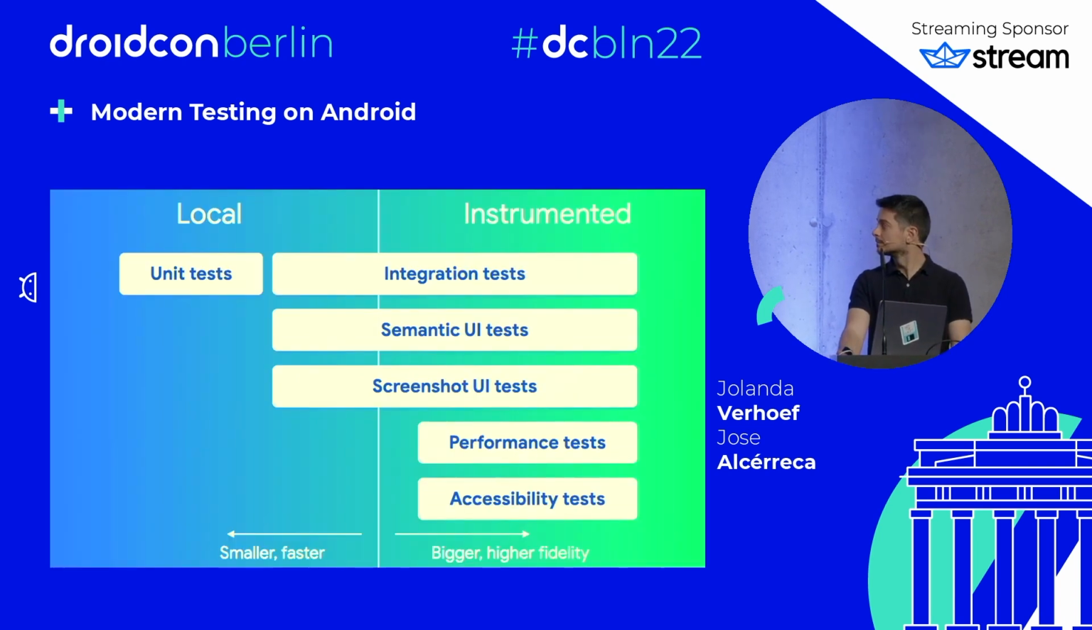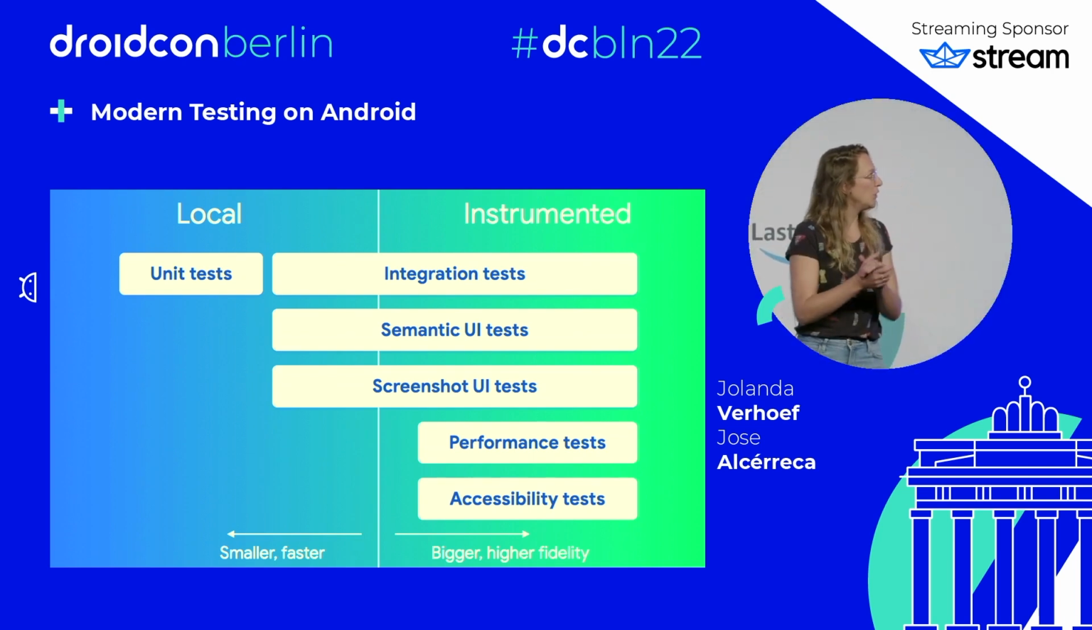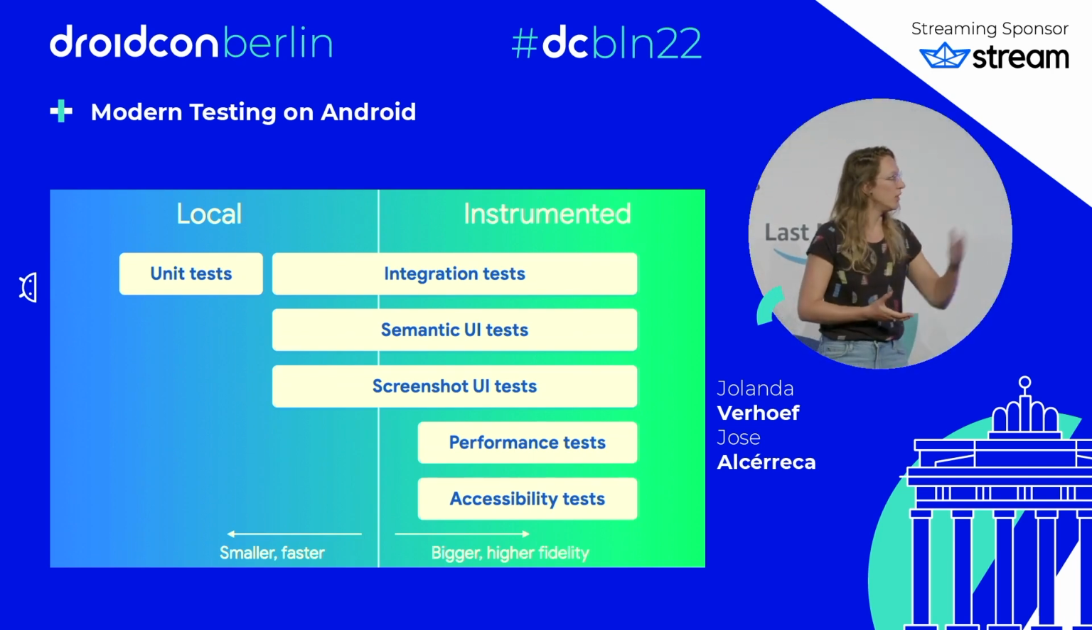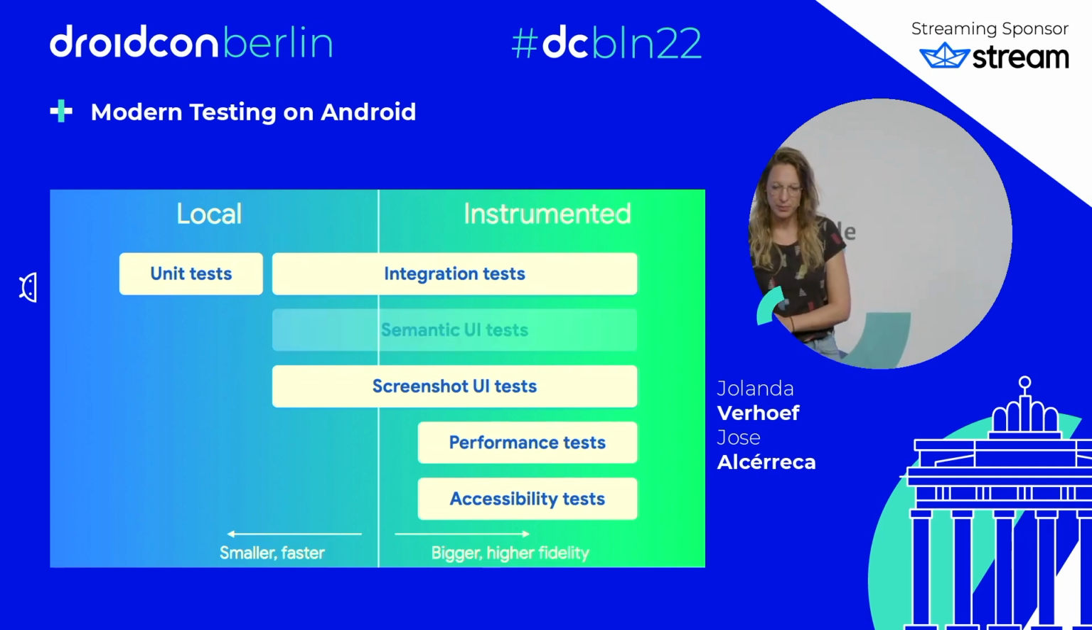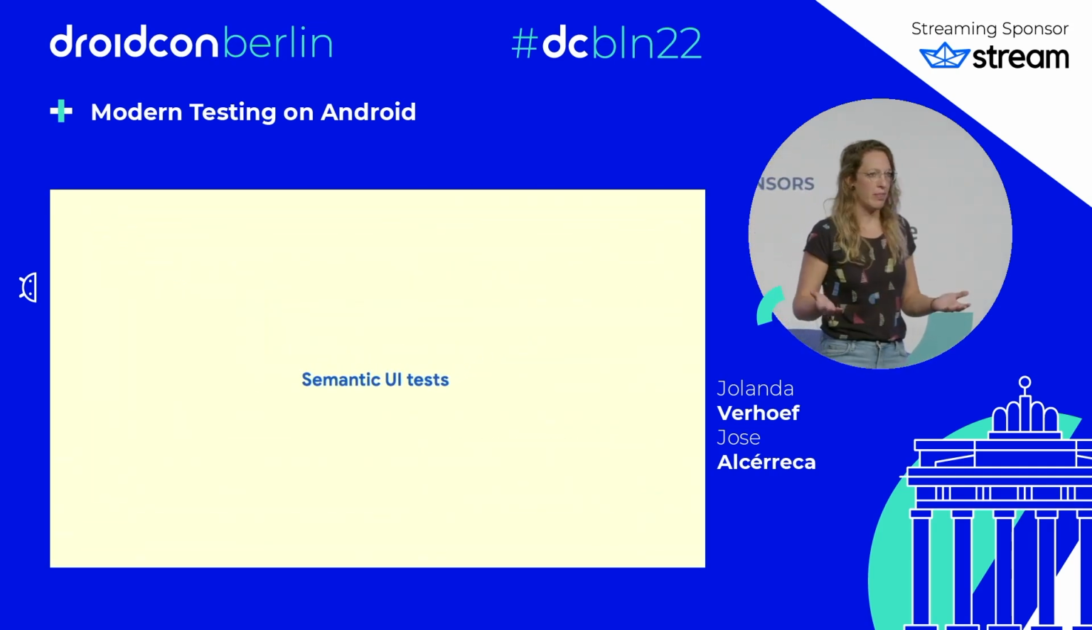Great. So we've covered unit tests and integration tests. Let's continue with UI tests. I'll take on semantic UI tests, and then Jose can do the screenshot UI tests. So semantic UI tests, what do I actually mean with that?